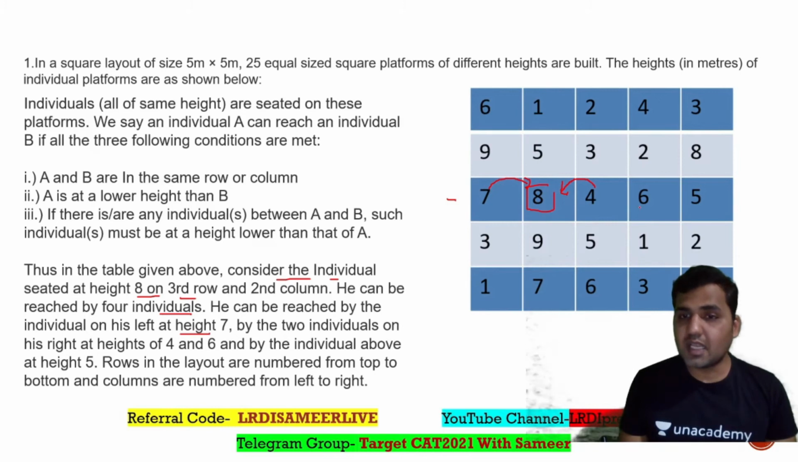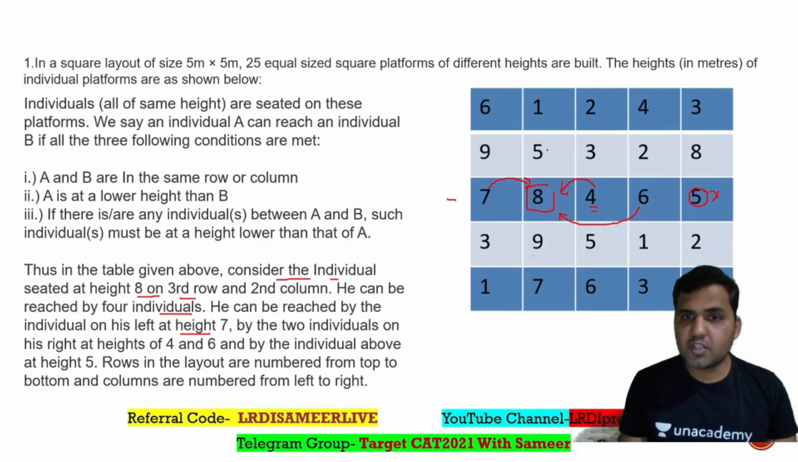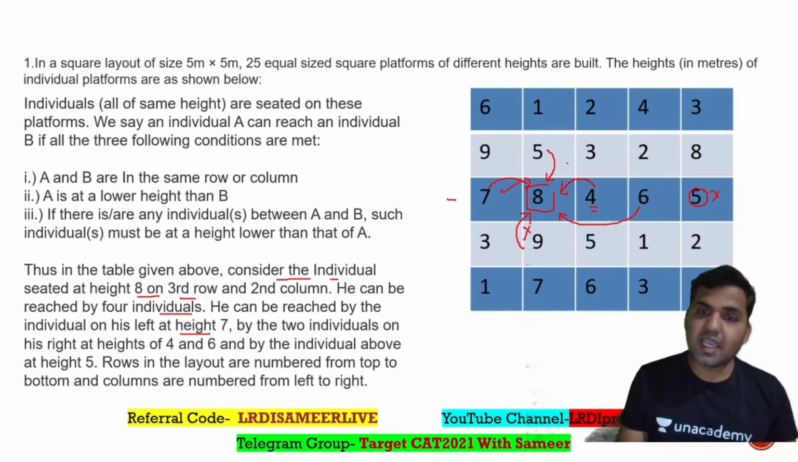And 8 can also be reached by 6 because the person between 6 and 8 is at a lower height as compared to 6. But you see that 8 cannot be reached by 5. The reason is between 5 and 8 we have 6, which is a higher height as compared to 5. 8 cannot be reached by 9, the person sitting on the 9 platform, because 9 is at a higher height as compared to 8. So see that 8 can be approached by these 4 individuals, right?